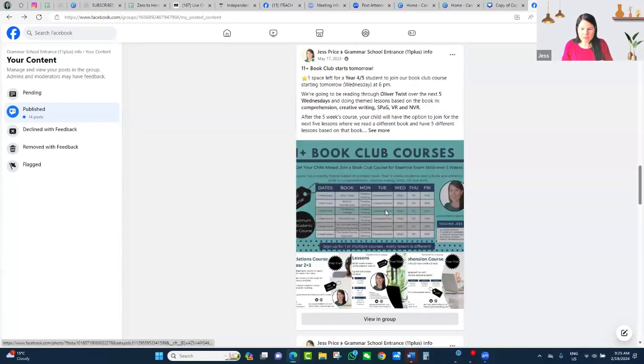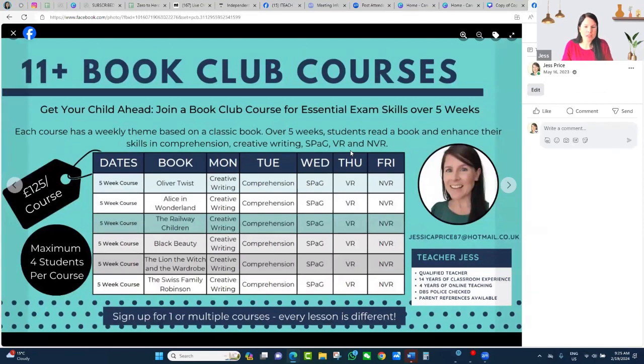There we go. Oh, look, there's even more. Here's all my book classes. So when I talk about a book club, I choose one of these books. There's my Lion, the Witch, and the Wardrobe, the Narnia one. I choose a book and then I unpack themes in the book as they read it. So their homework is to read the book, which is quite nice because then I don't have to mark, but it's encouraging them to read, which is such an important skill for preparing for the 11+ exams. In this one, I said sign up for one or multiple courses. Every lesson is different. So that's just something that I've done.